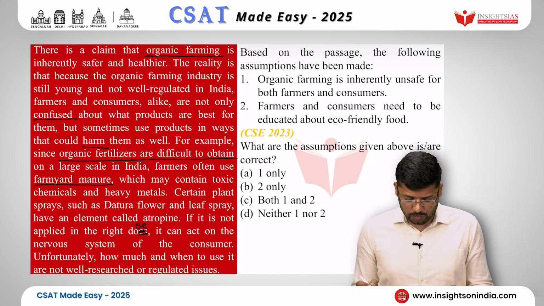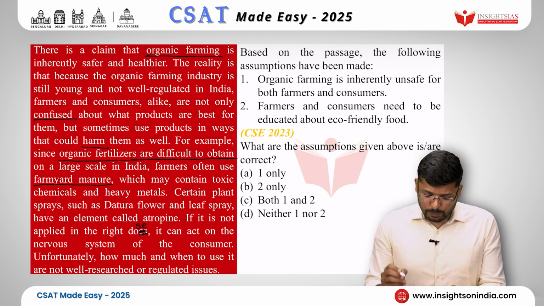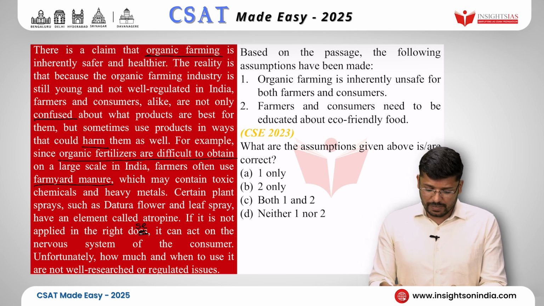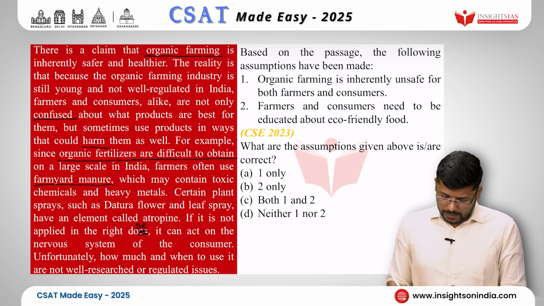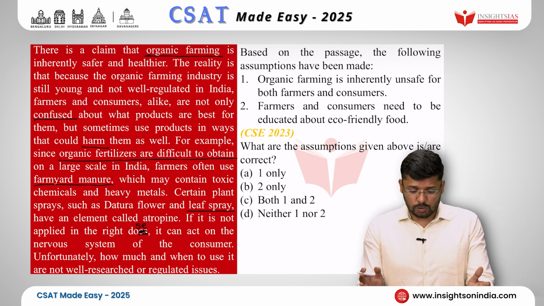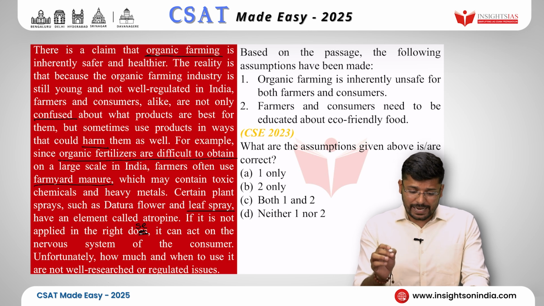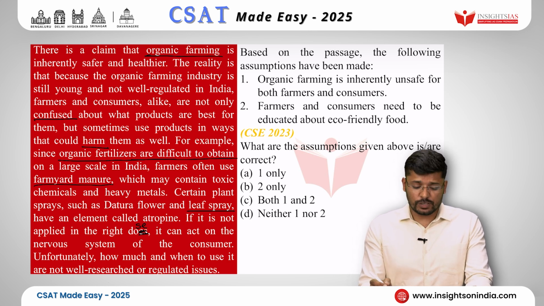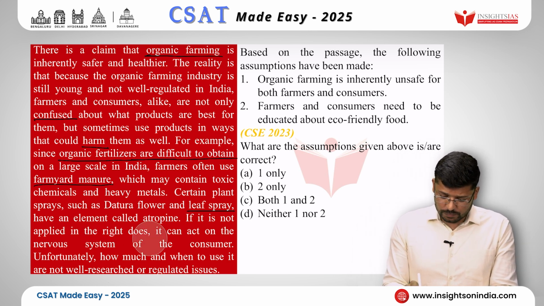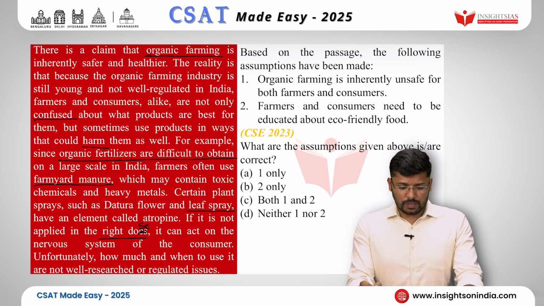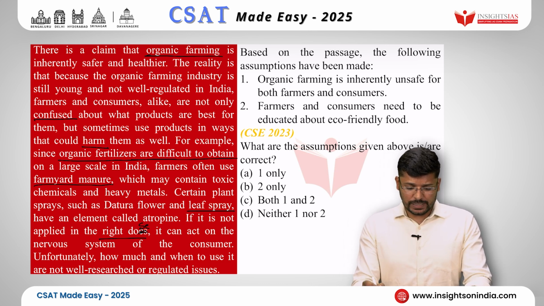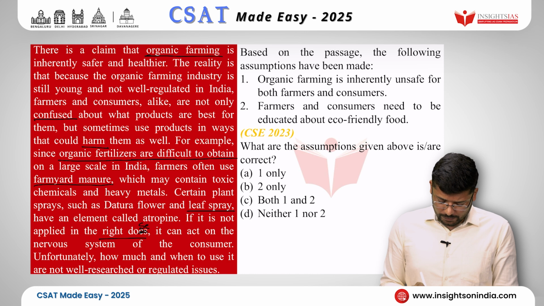Okay, let's go to the next sentence. Certain plant sprays such as datura flower and leaf spray have an element called atropine. I will underline leaf spray. I do not know what datura flower is, and it doesn't matter. We'll still go on. If it is not applied in the right dose, it can act on the nervous system of the consumer. I will underline the right dose. It can act on the nervous system of the consumer. Unfortunately, how much and when to use it are not well researched or regulated issues. I will underline not well researched.